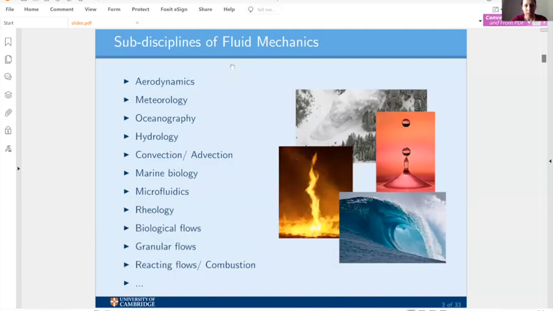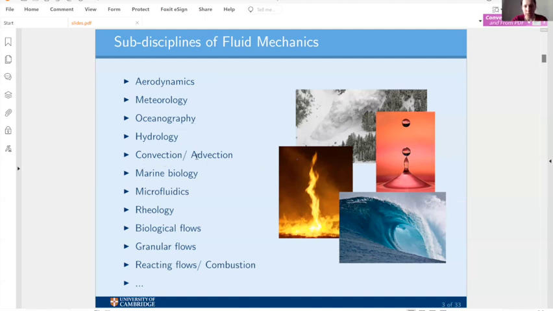Here, on the left-hand side of this slide, I listed some of these subdisciplines of fluid mechanics. So, for example, in aerodynamics, we study how the air flows around an object, for example, if we want to design a wing of an aircraft. Meteorology is the science of air flows in the atmosphere and also the science of weather prediction. In oceanography, we look at how the water circulates in oceans and how the sediments and nutrients are also transported in oceans. What else do we have here?